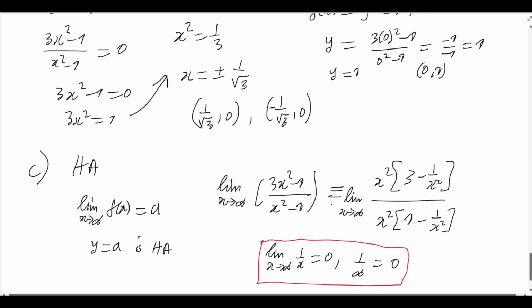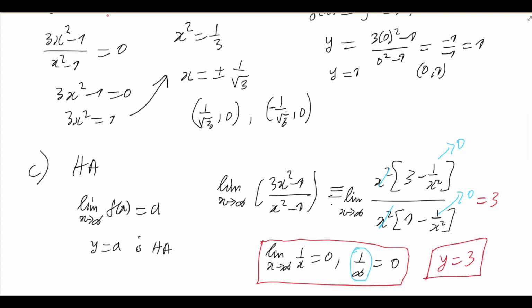So having this in mind, we know this can easily cancel out. If we insert our limit, we notice that this will give us 0, and this will give us 0. So it will be 3 minus 0, which will be 3, and down here will be 1 minus 0, which will be 1. So this will be 3, meaning that y equals 3 is our horizontal asymptote. So that's it. Definitely the next question is, what is the vertical asymptote?